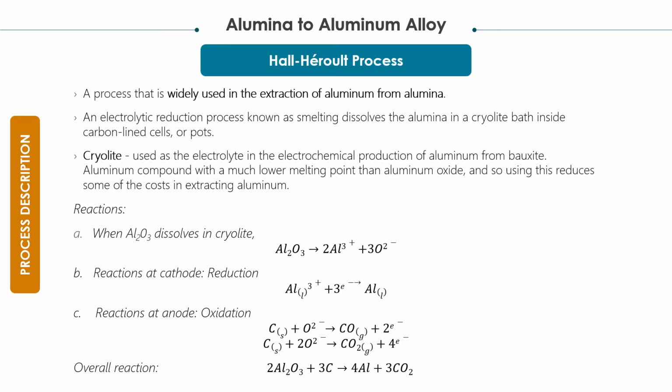Cryolite is used as the electrolyte in the electrochemical production of aluminum from bauxite. This is an aluminum compound which has a much lower melting point than aluminum oxide, and so using this reduces some of the costs in extracting aluminum. So these are the reactions that happen in the Hall-Héroult process.